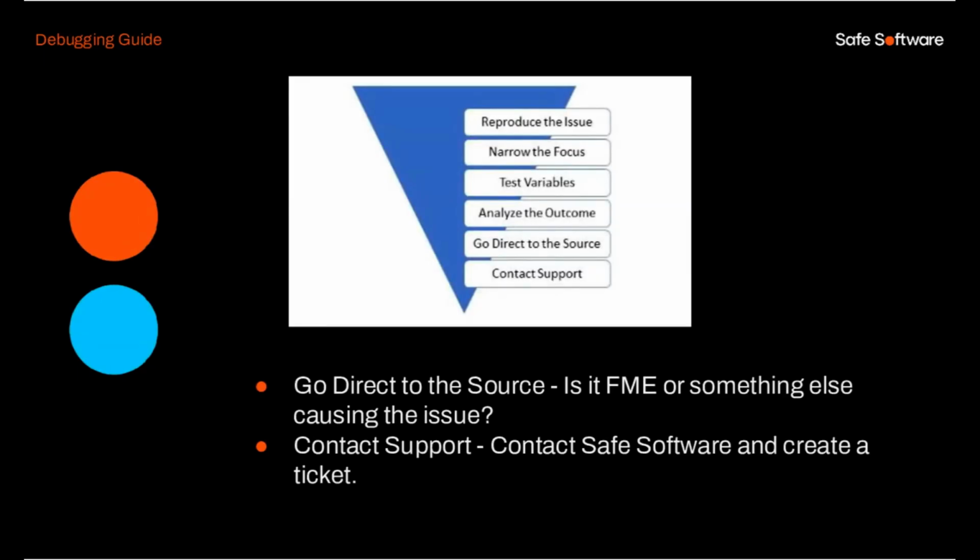Sometimes the issue isn't actually with FME itself. It might be something external. So it's a good idea to go straight to the source and test things outside of FME. For example, if FME can't read from an Esri geodatabase, try opening that same data directly in ArcGIS to make sure it's not a data or permissions issue. And if you're still stuck, don't worry, just reach out to Safe Software Support. Our team is awesome and super quick to help. Just make sure to include your workspace, log files, and anything else that might help us get to the bottom of it faster.